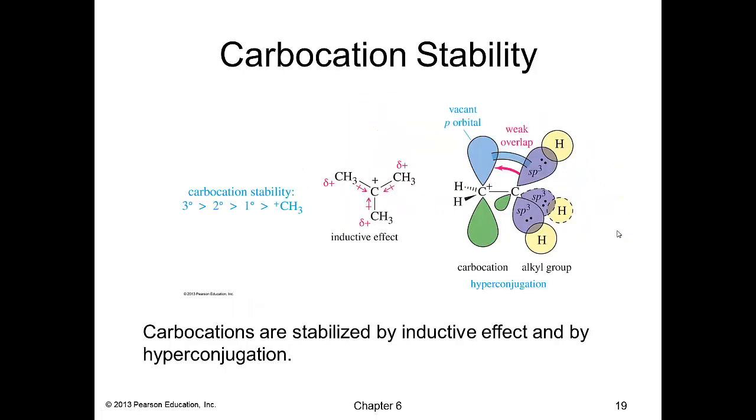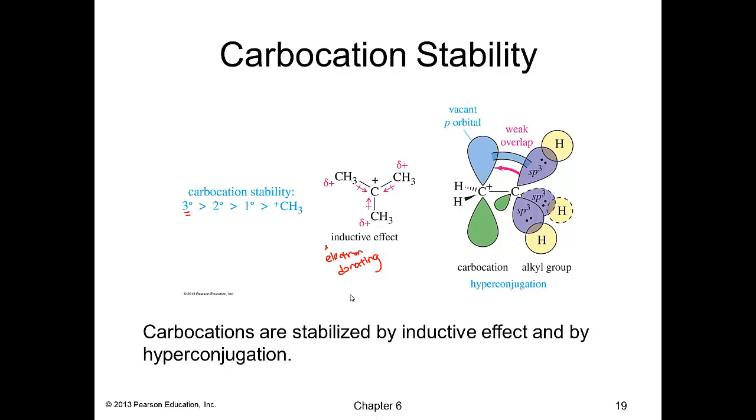Okay, and this is the idea of carbocation stability. So the more stable the carbocation is by inductive effect, electron donating inductive effect, the more stable it will be, and the more likely that alkyl halide is going to have a substitution reaction via the SN1 mechanism.